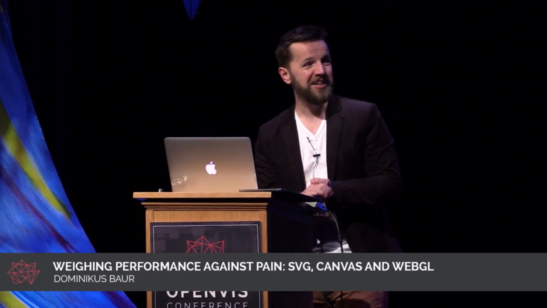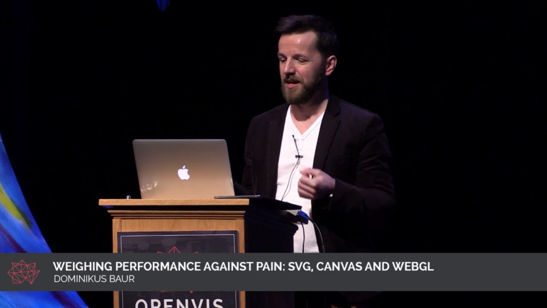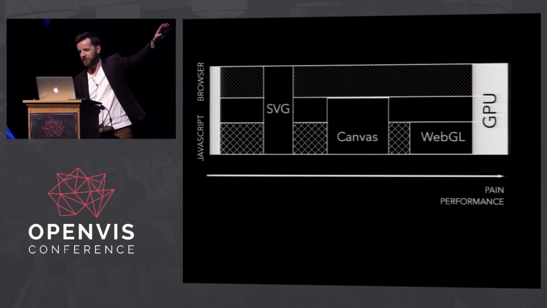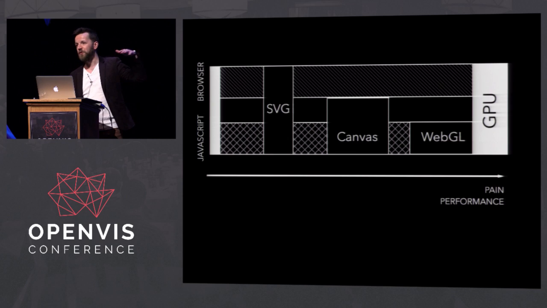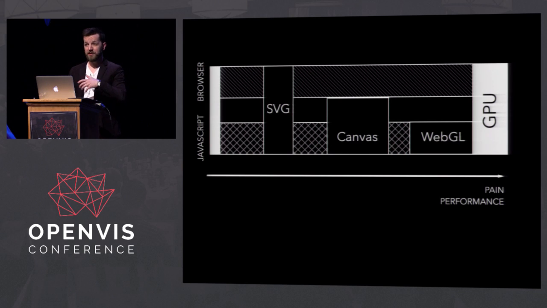So I'm Dominikus, and my topic today, as Irene said, was what to do about the various graphics technologies that we have on the web. And the title is Weighing Performance Against Pain. And the problem, as you can see in this very scientific graph here, is that pain and performance are unfortunately correlated. So the more performance you want to squeeze out of the browser, the heavier it gets on you as a developer, hopefully not on your users.